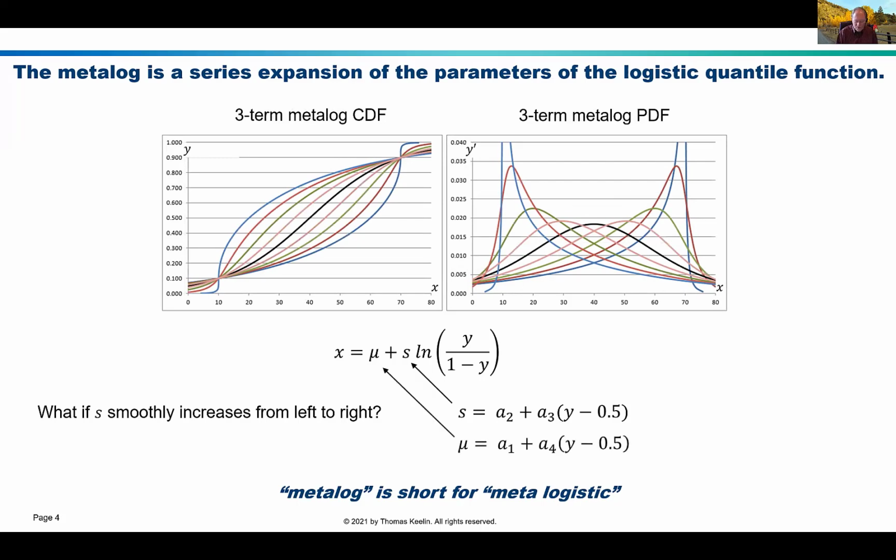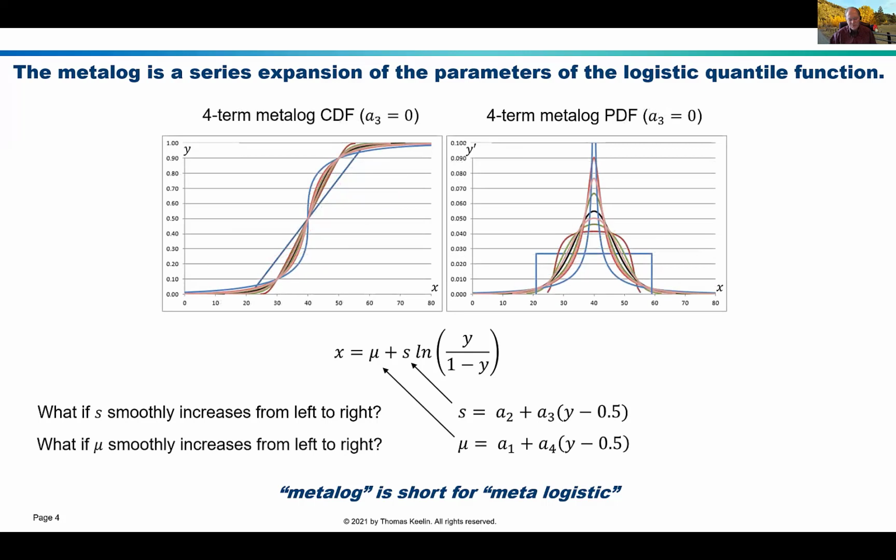We can do the same thing with mu. We can ask, what if mu smoothly increases from left to right? Well, if it does, and if we use the same sort of linear equation with a different set of constants associated with it, we get all of these shapes, all the way from uniform up to something that's very, very peaked with very fat tails. Well, that's the 4-term Metalog distribution, where A3 is actually 0 for these illustrations, but you can do all combinations.